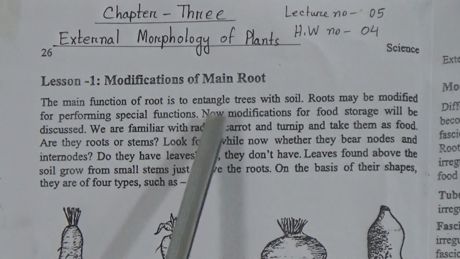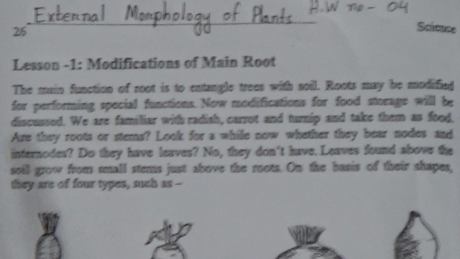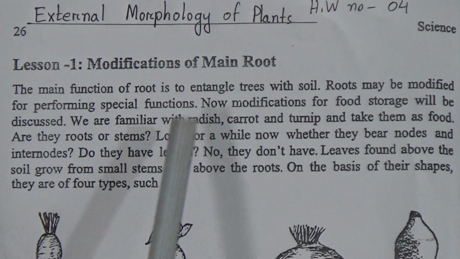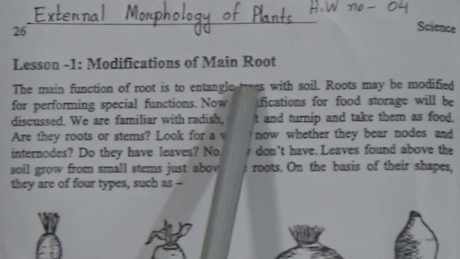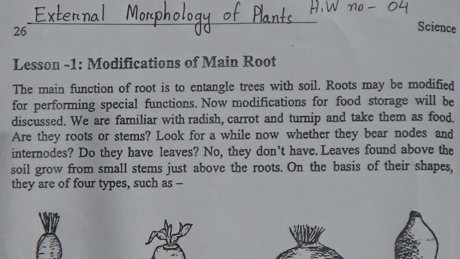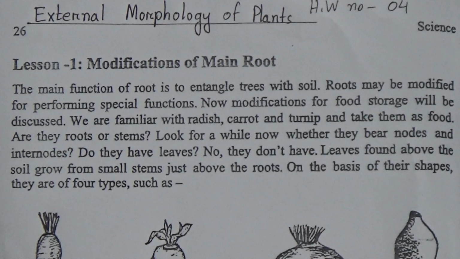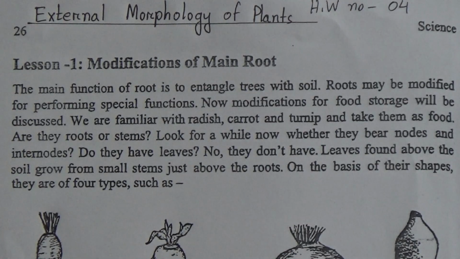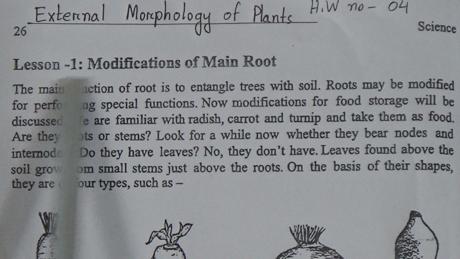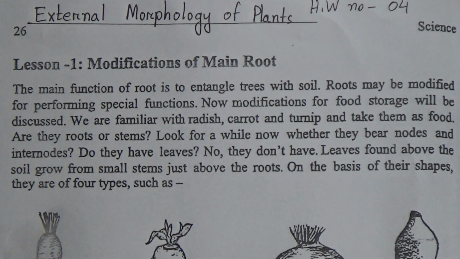Modification of main roots. Students, sometimes root, stem and leaf modified such a way that they cannot be identified. In this chapter we will learn about modified roots, modified stems and modified leaves. So this is lesson 1, modifications of main roots.